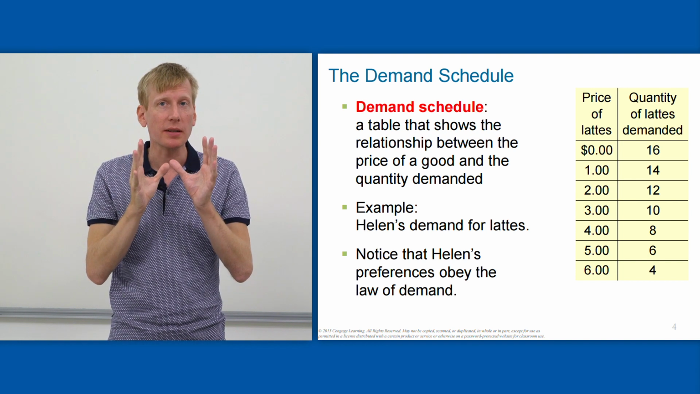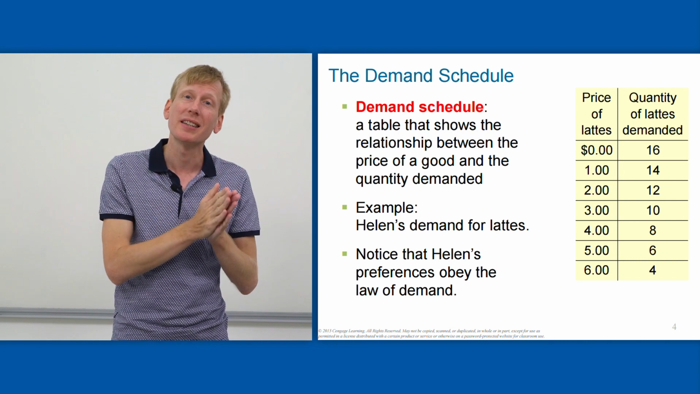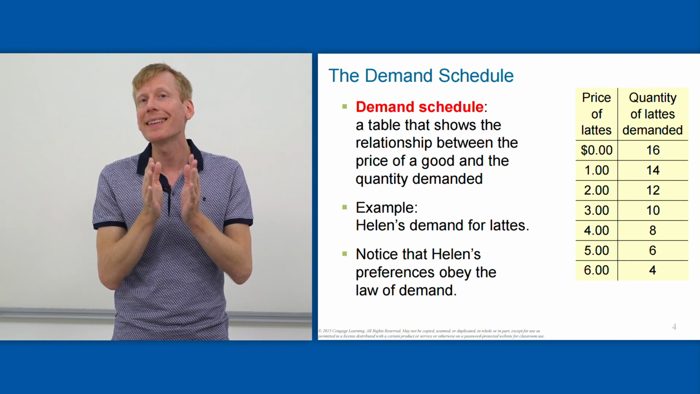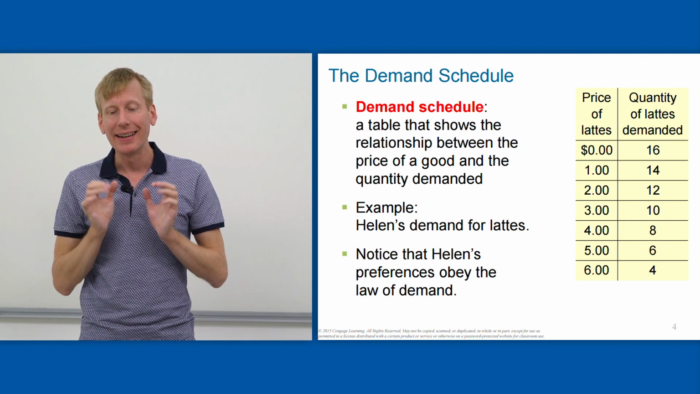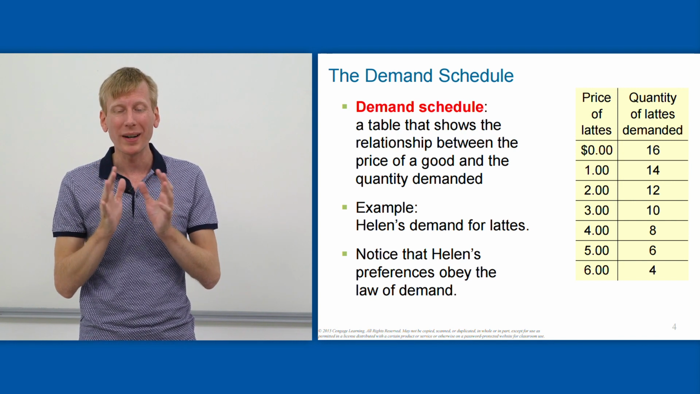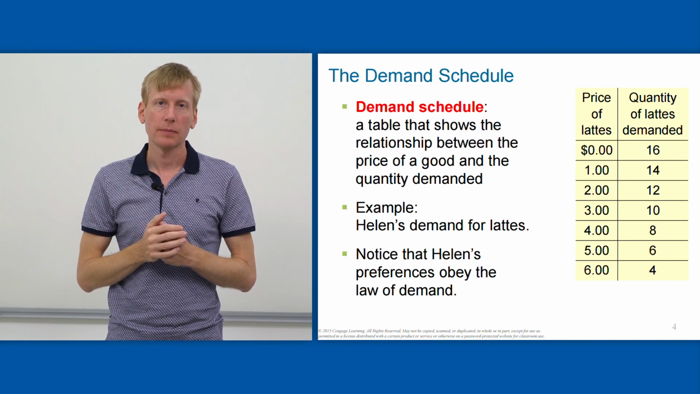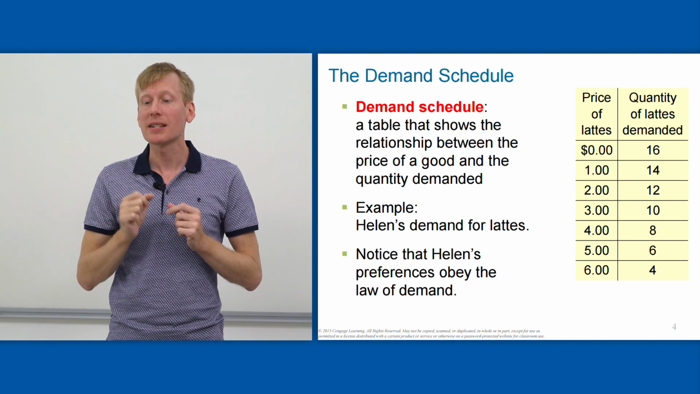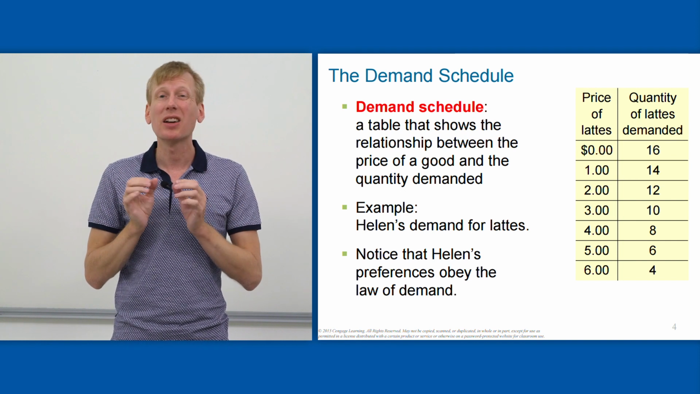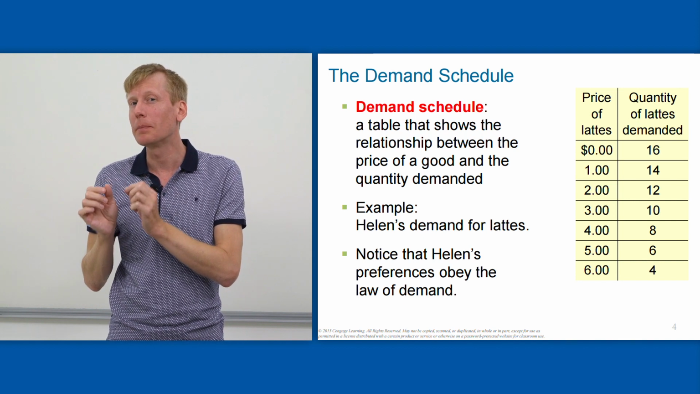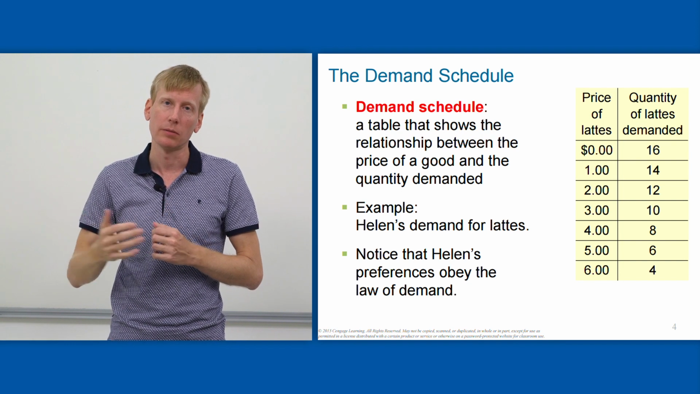So for that particular person whose demand schedule it is, this is the relationship between the price that they would pay and the quantity that they would demand. What you can see in the slides there is a hypothetical demand schedule for one individual, Helen, for one product, a latte. And what you can see is, as the price of the latte goes up from 0 to 1 to 2 to 3 to 4, the quantity that this person, Helen, would demand goes down from 16 to 14 to 12 and all the way down.